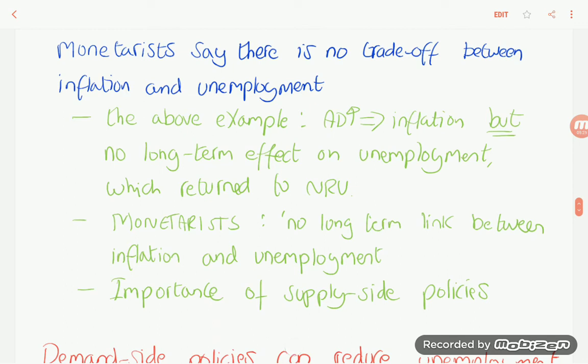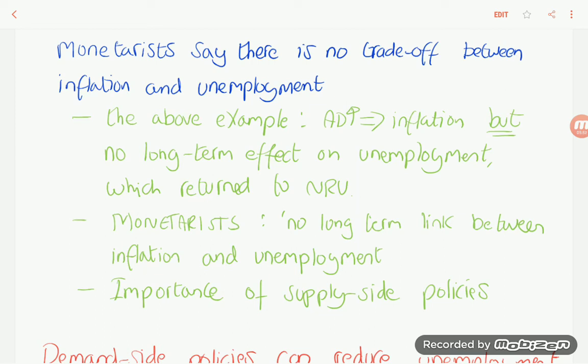Monetarist economists say there is no trade-off between inflation and unemployment. In the example we've just looked at, the increase in AD caused inflation to rise. However, there was no long-term effect on unemployment. This eventually returned to the natural rate of unemployment, and that's the key bit of information there. There is no long-term effect on unemployment as we return back to the NRU.